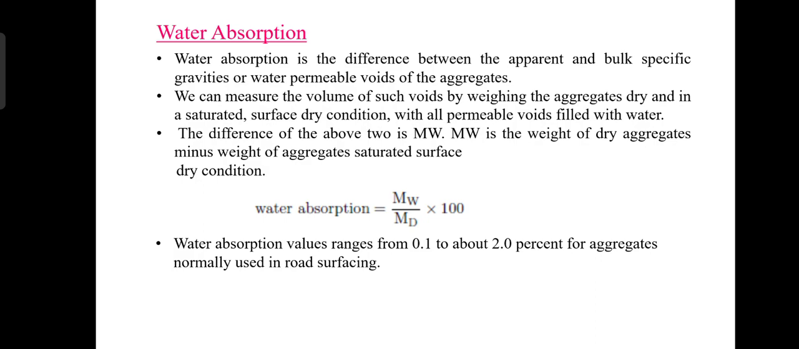The water absorption test measures the difference between the apparent and bulk specific gravities, that is the water permeable voids of the aggregate. We can measure the volume of such voids by weighing the aggregate in dry and saturated surface dry condition, where the permeable voids are filled with water. The difference of the above two is MW. MW is the weight of the saturated surface dry aggregate minus the weight of the dry aggregate. Water absorption is equal to MW by MD into 100. The water absorption values range from 0.1 to 2% for aggregates normally used in road surfacing.